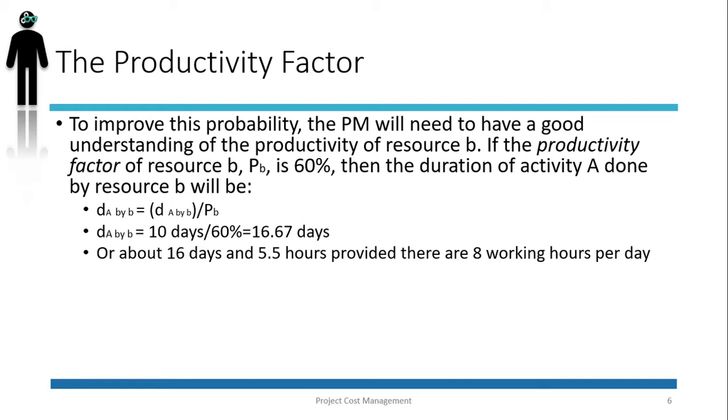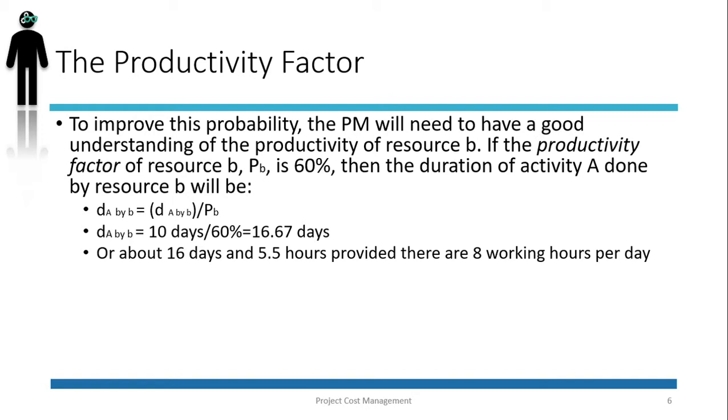If the productivity factor of resource B is 60%, then the duration of activity A done by resource B will no longer be 10 days. It will actually be 10 days divided by 60%, which is 16.67 days, or 16 days and close to 6 hours. I just introduced the concept of productivity factor. The productivity factor is a subjective factor that can only be measured relative to the productivity of another resource. Like in this example, the productivity factor of resource B is measured relative to that of resource A.